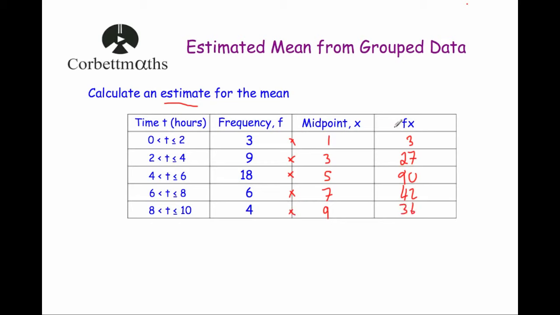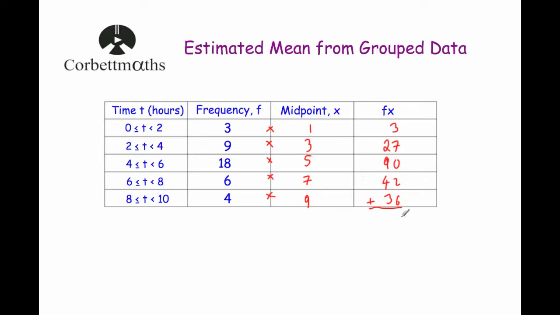We're doing that to work out the grand total, the total amount of time spent revising by these students. So we're going to add up this FX column. On your calculator, 3 plus 27 plus 90 plus 42 plus 36. When we add these numbers together, we get the answer of 198. So that means the estimate of the total amount of time spent revising by these students was 198 hours.